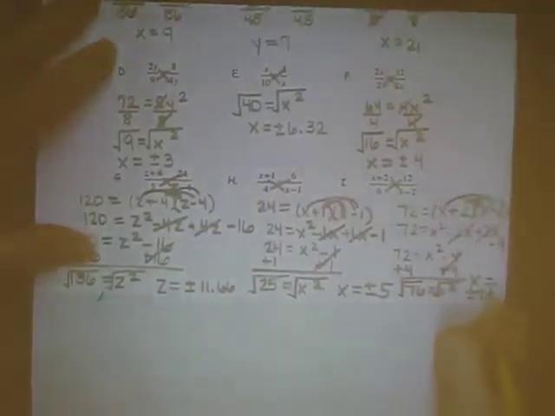So we have 72 equals x squared minus 4. We will then add 4. When we do that, we get 76 equals x squared. We will then square root both sides. And x will equal the square root of 76, which is 8.72. So x will equal plus or minus 8.72.